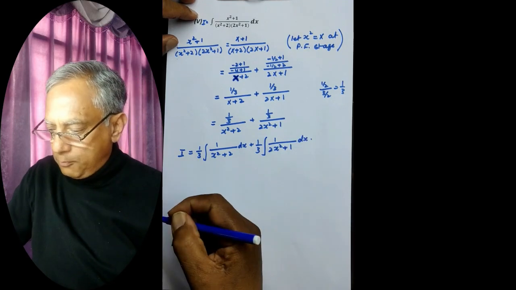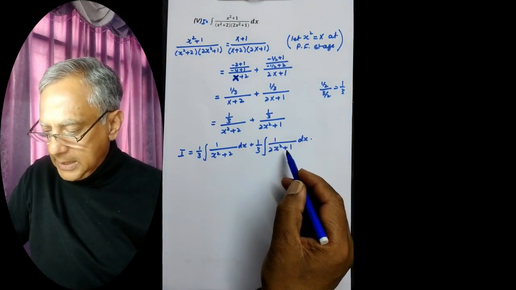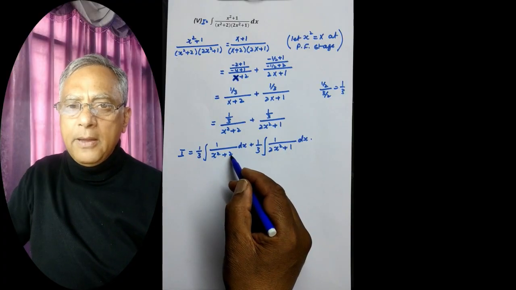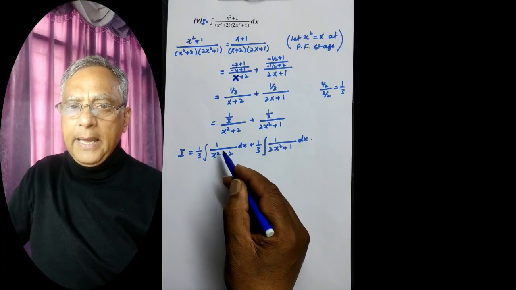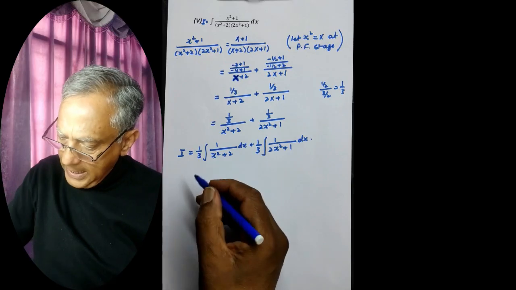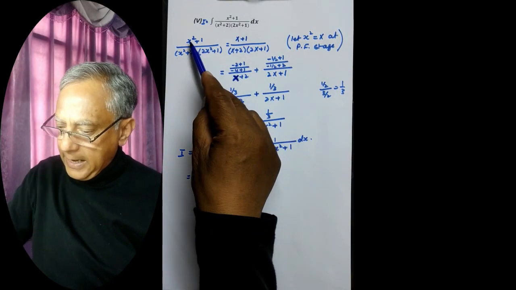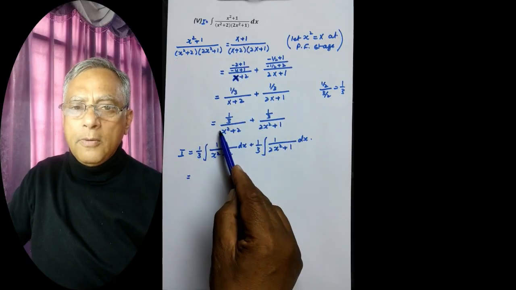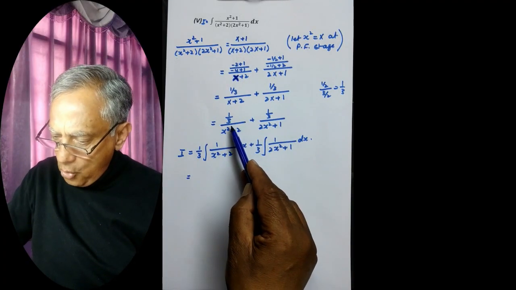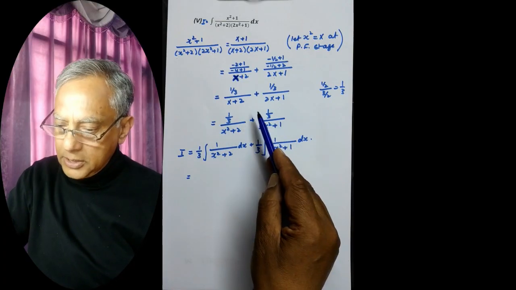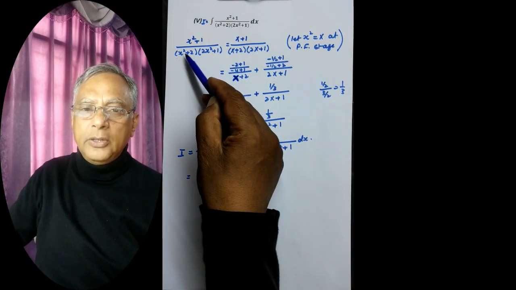Now integration of both these is known. These are in the form x square plus a square, and integration will be 1 by a tan inverse x by a. That's why we replaced x square by x and reduced them to partial fractions, because we know the integration of this and this.